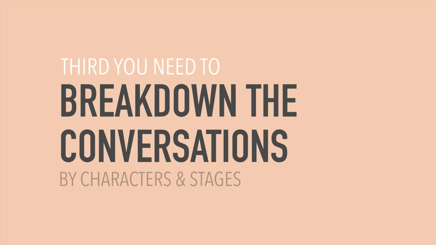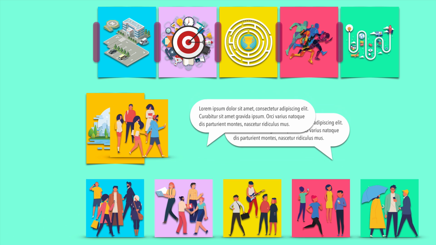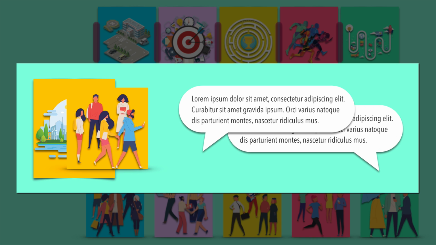Third thing you need to do is break down the conversations by characters and stages. Now I want to show this to you visually. This is how it's going to work. So on the top you have your 6 stages, and on the bottom you have the characters that are specific for each of those stages. What you're going to do is look at each stage and the characters and the conversations happening in those stages, because the conversations are going to be related to the actual stages.